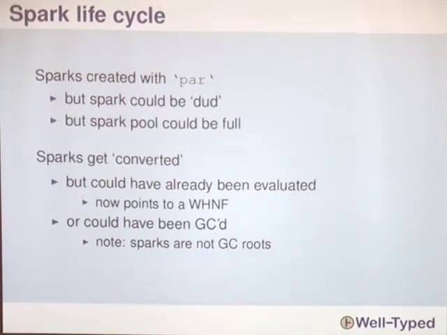Sparks are created using the par combinator, but sparks can be duds, meaning that they're already a fully evaluated data constructor. Also, the spark pool can be full. Those are possible failure modes of this thing. Sparks get converted, i.e. evaluated, but it could already have been evaluated. By the time you get around to evaluating your spark, someone else could have evaluated it already. This is called fizzling. That is, it now points to a data constructor. Or it could have been GC'd in the meantime. So these are possible failure modes in a sense.